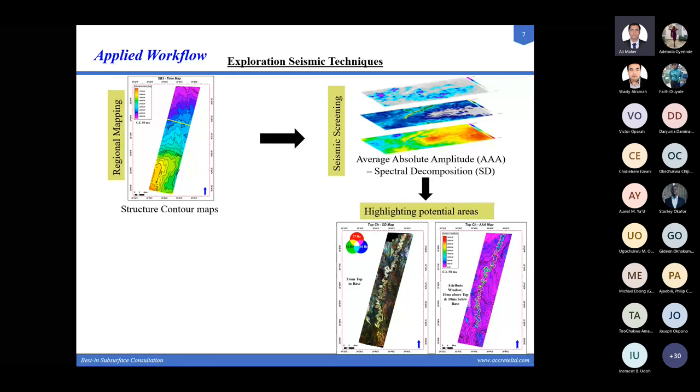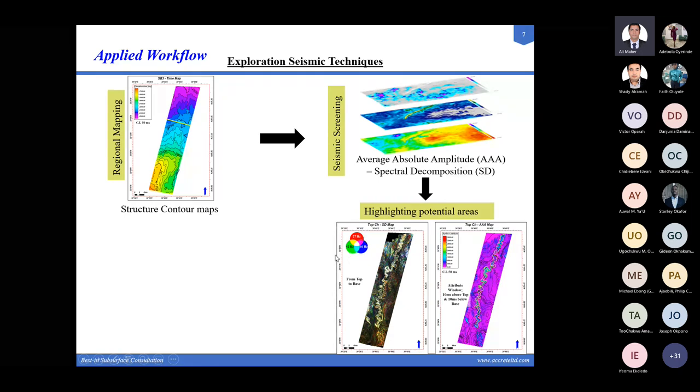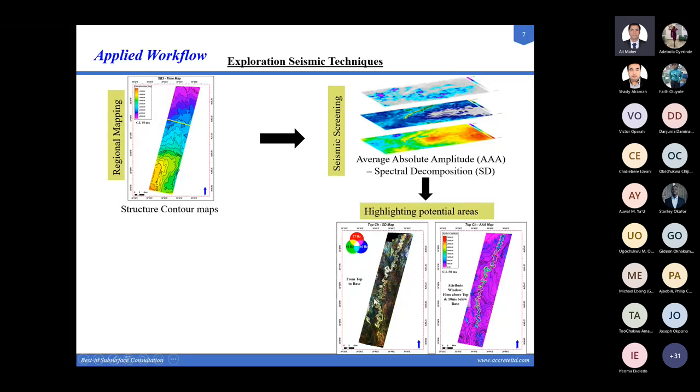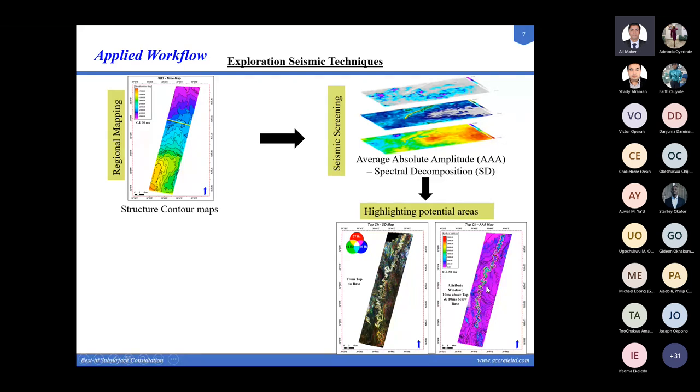So each of them will have a specific bandwidth, and then we can make what is called RGB color blending. As you see, the lowest frequency value will be in red, most likely green in the middle, and the highest frequency value will be in blue. Sometimes it gives you other information better than the conventional bandwidth seismic attribute. So spectral decomposition is a very important topic.